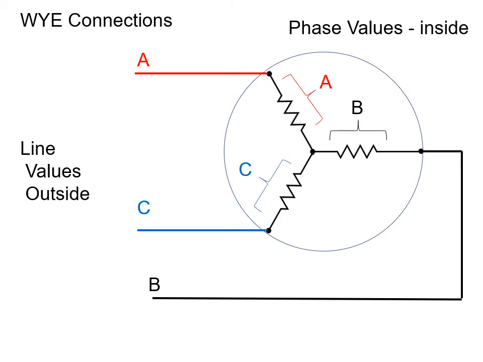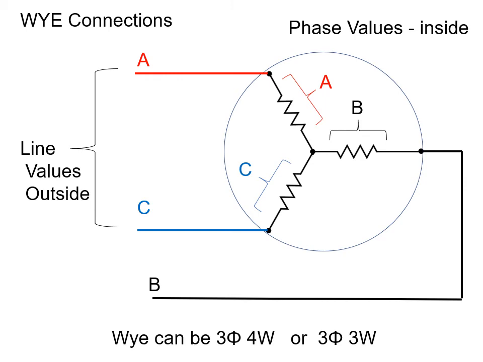I could easily pull out the Y configuration and put in a delta configuration, and the lines would not be any different. But the values inside, the phase values, would change, because the shape would change inside the circle. So it's important to remember that phase values are inside and line values are outside. Here, between A and C, we have a line value from A to C. This would be our 208 volts that we calculated earlier.